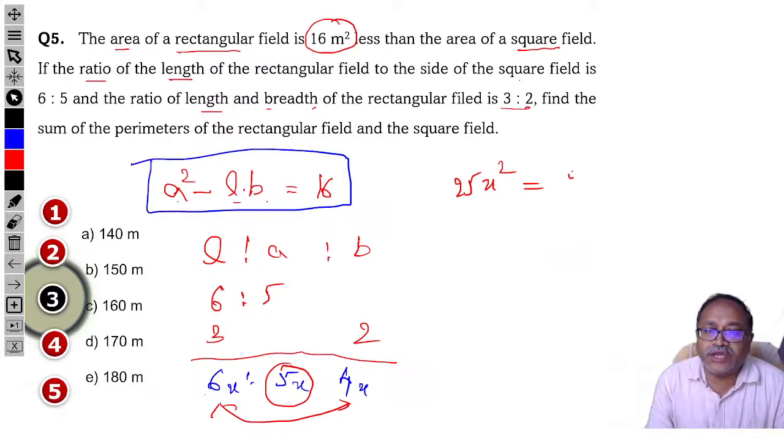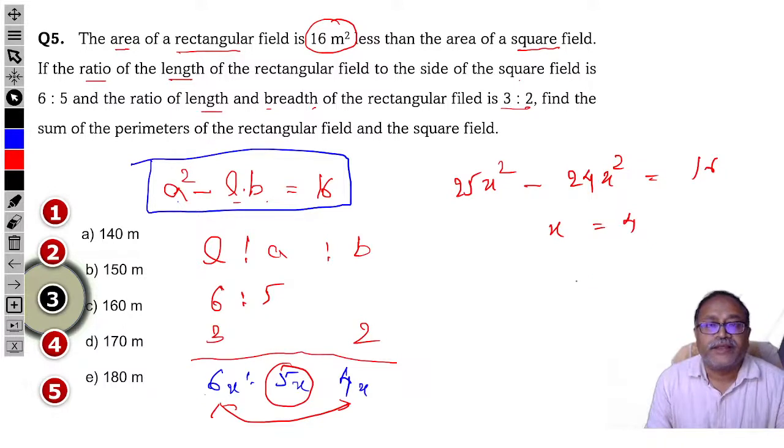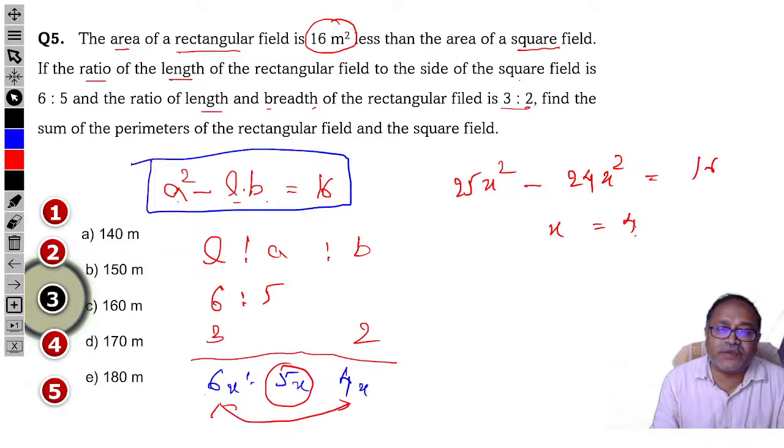That is 24x square minus 24x square is equal to 16. So you see that x square is equal to 16. So x is equal to 4. Done. And once I get x is equal to 4, so nicely you people have done it.